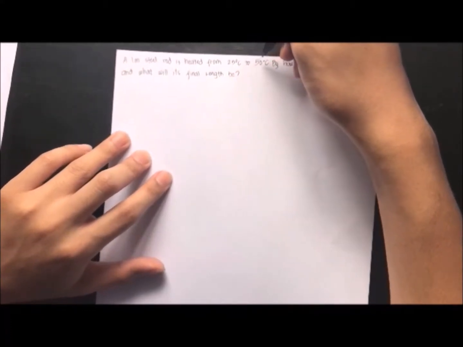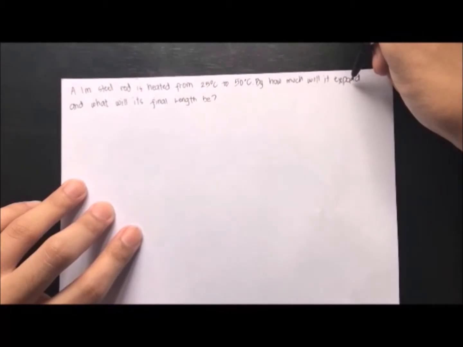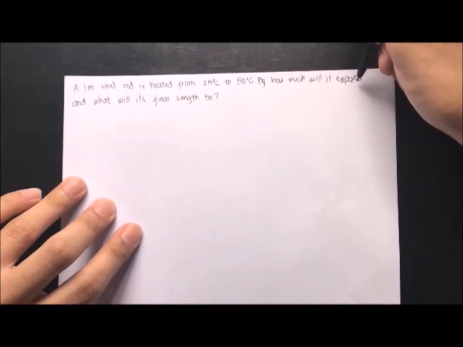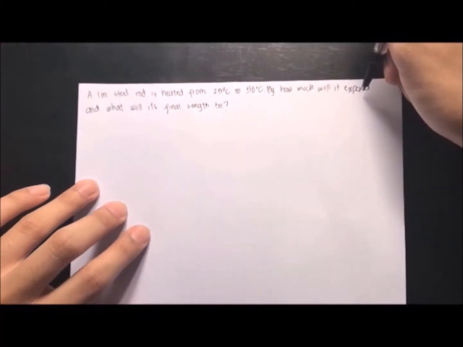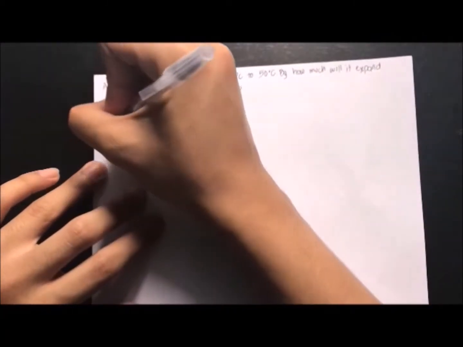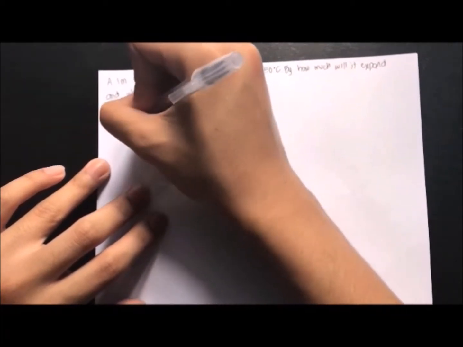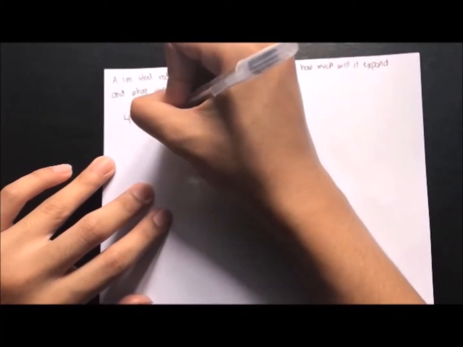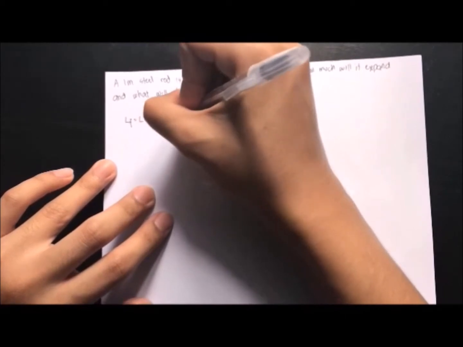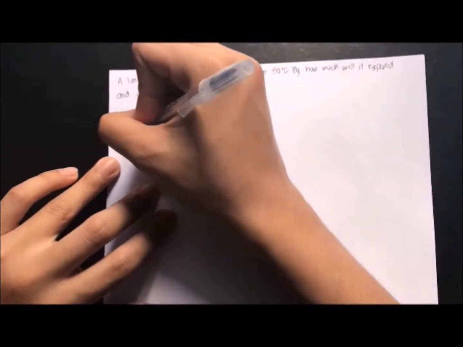So the next sample, the question is, a 1 meter steel rod is heated from 25 degrees Celsius to 50 degrees Celsius. By how much will it expand and what will its final length be? Since we're looking for the final length, the formula in order to get it is LF equals length times 1 plus alpha delta T. So this is the formula that we will use.